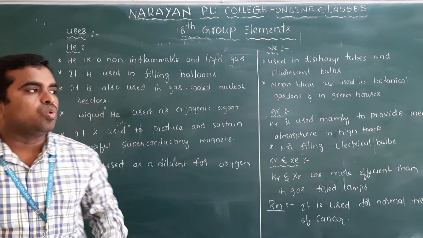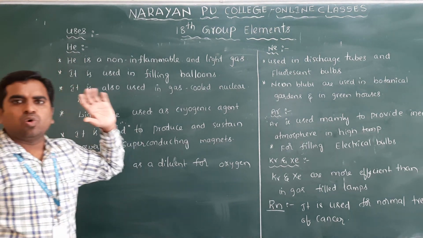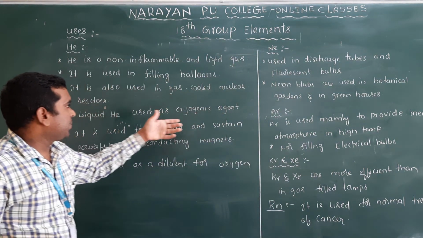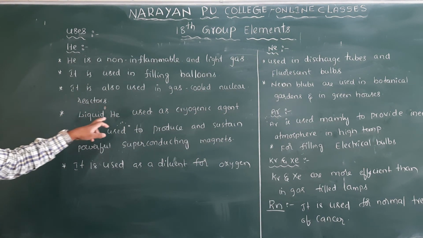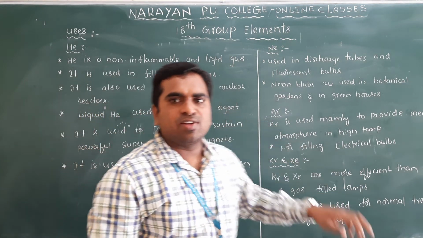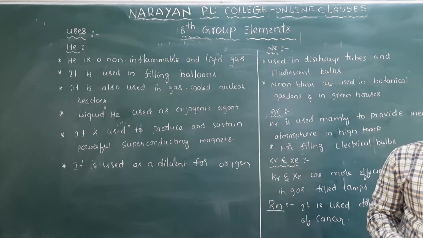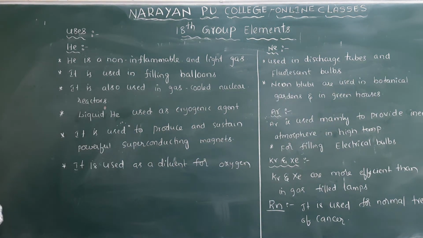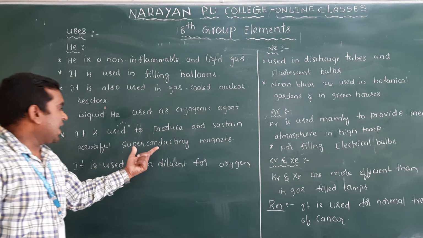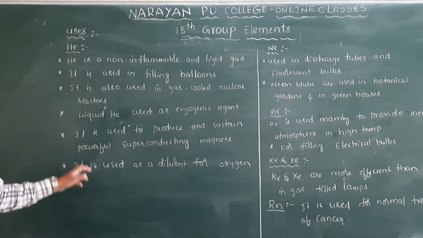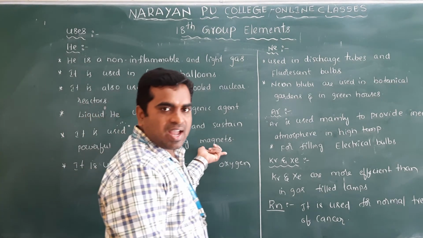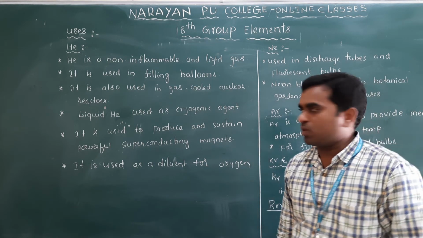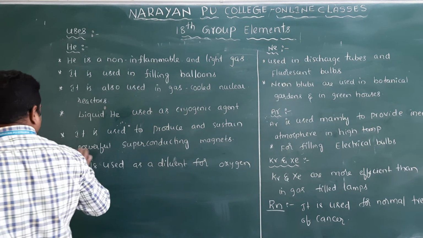It is also used in gas cooled nuclear reactors. Helium has the lowest boiling point, so it is used for cooling in the nuclear reactor. Liquid helium is used as a cryogenic agent, which means performing reactions at very low temperatures, so we use liquid helium. It is also used to produce sustained powerful superconducting magnets, so helium is used in NMR, nuclear magnetic resonance spectroscopy, and MRI.